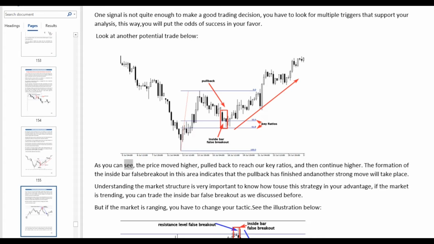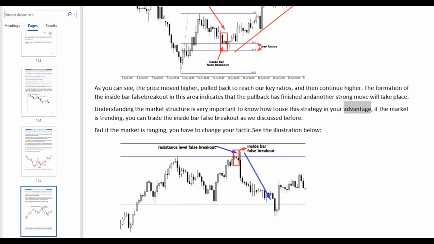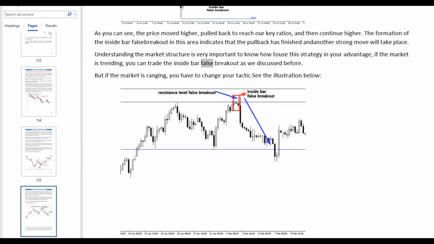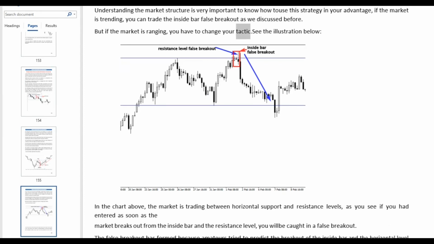As you can see, the price moved higher, pulled back to reach our key ratios, and then continued higher. The formation of the inside bar false breakout in this area indicates that the pullback has finished and another strong move will take place. Understanding the market structure is very important to know how to use this strategy to your advantage. If the market is trending, you can trade the inside bar false breakout as we discussed before. But if the market is ranging, you have to change your tactic.